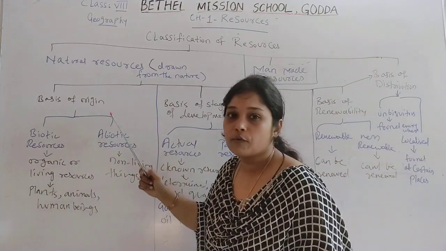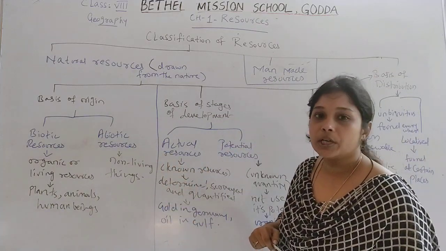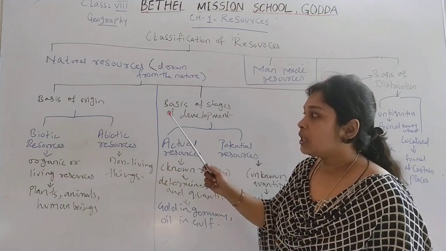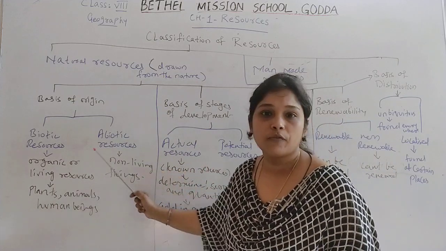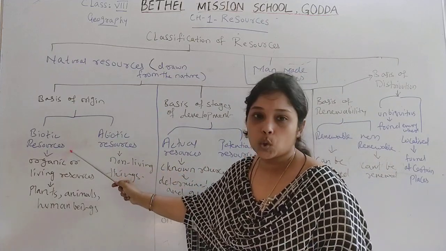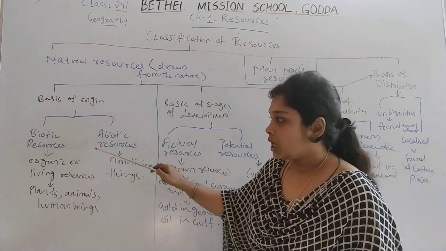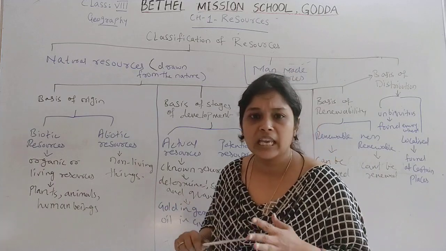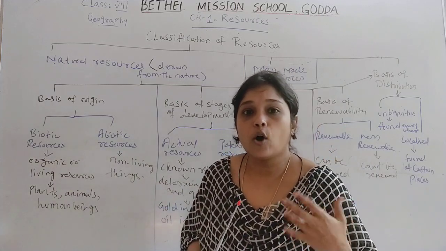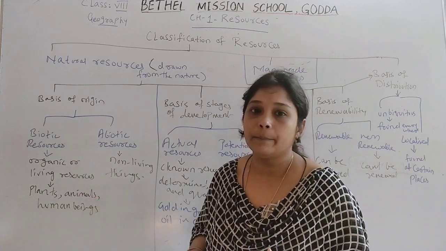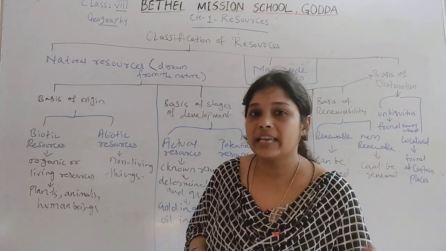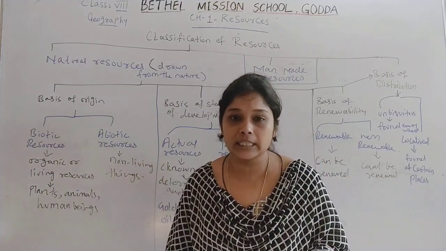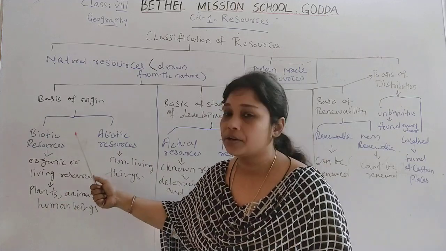First one is basis of origin. Now when we talk about basis of origin, there are two types of natural resources, biotic resources and abiotic resources. Biotic resources means organic or living resources, anything in our environment which is an organic or living being. Any living being or any organic thing which can be used as a resource to satisfy our needs can be termed as biotic resources.